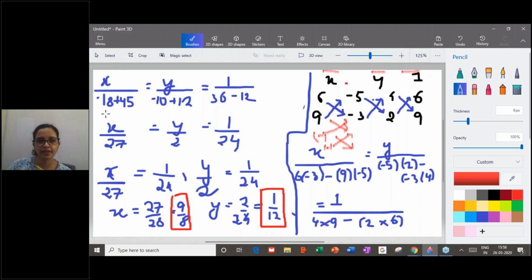Then you arrive at this step, right? And then you just equate x is equal to 1 by something, and y is equal to that part. When you solve further, there's a denominator below x, so you take it to the numerator on the other side and solve. You get some value. That will be the value for x. Similarly, you get some value for y. That will be the value for y. Okay.